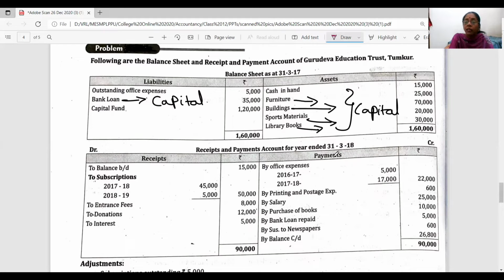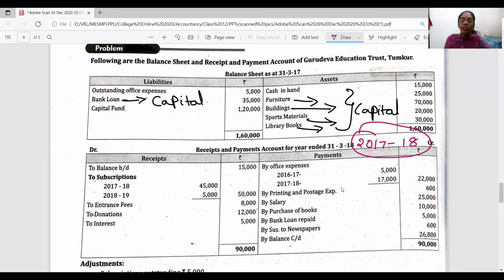Now here, which is the current year? Easy to identify, 31/3/2018, which means 2017 and 18 will be the current year. All right. So now the logic here is, when you're preparing the income and expenditure account, all those items that belong to the current year, that is 2017 and 18, must be taken. So this is the logic.